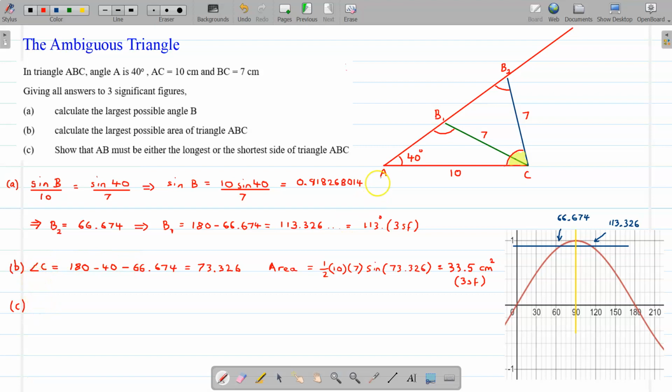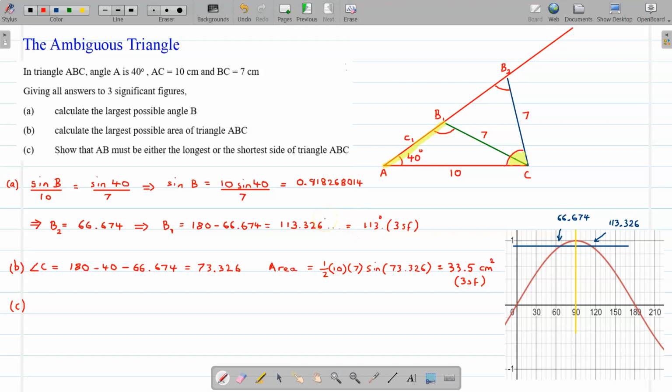So I'm going to call this length here. Now we've got to be careful with our notation here. So if I first of all work out the short length, that's from here to here, I'm going to call that length there C1. So that's a lowercase c, and it's C1.